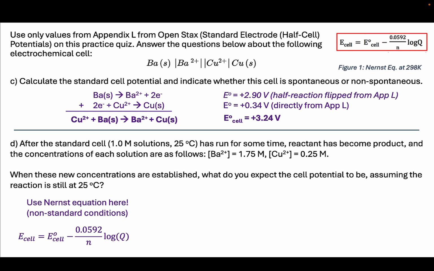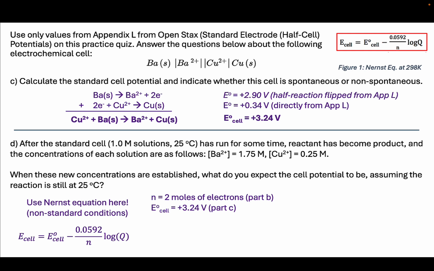And here's where we want to use the Nernst equation. It's non-standard conditions, and what this says is that the standard cell potential, E naught cell, minus this term, which contains Q, will combine to be equal to the cell potential that we're looking for. So basically the composition matters. By using the standard cell potential and our composition, we'll determine the new cell potential. Let's break down the different parts of this equation. n is equal to 2 moles of electrons. We've determined this in part B. The cell potential is positive 3.24 volts. This is from part C.